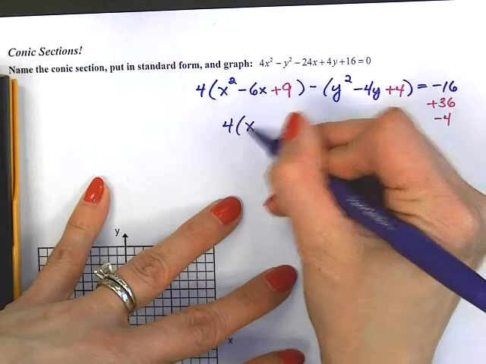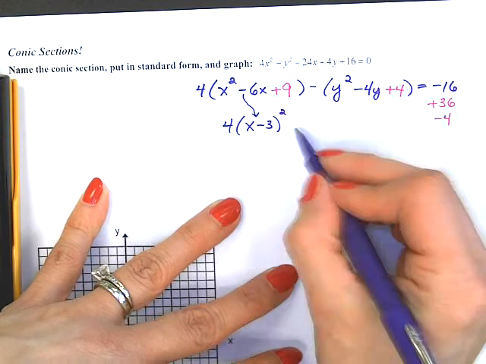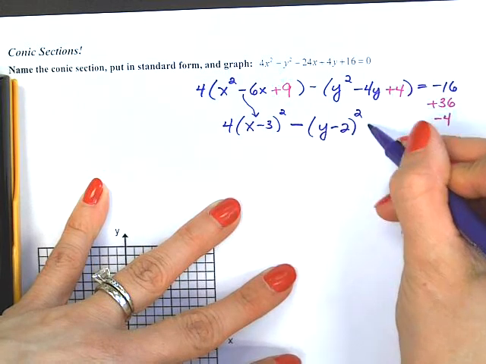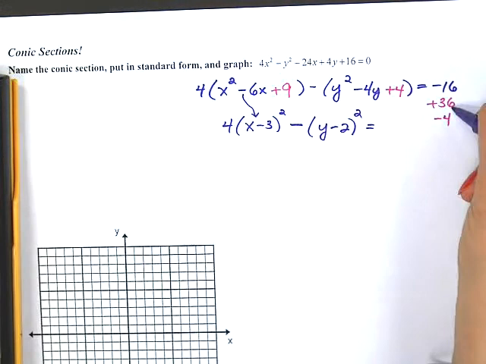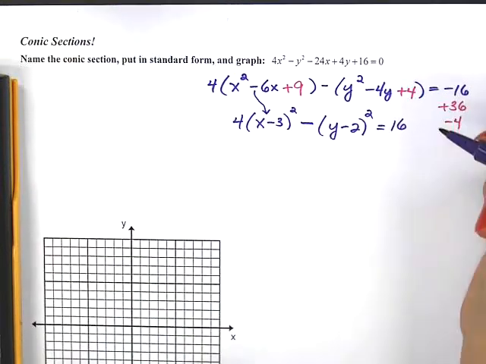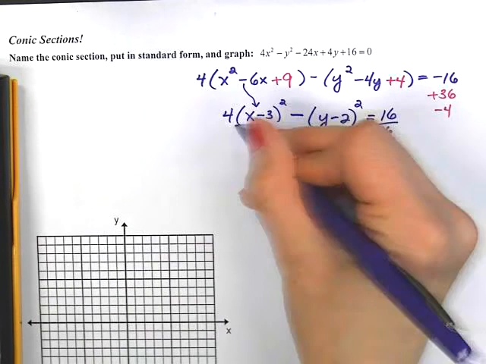4 times x minus 3 squared. Remember, this sign right here will tell you what to put. It's a hyperbola, right? Y minus 2 quantity squared. 36 minus 16 is 20. 20 minus 4 is 16. And I'm going to divide them all by 16, 16, 16.